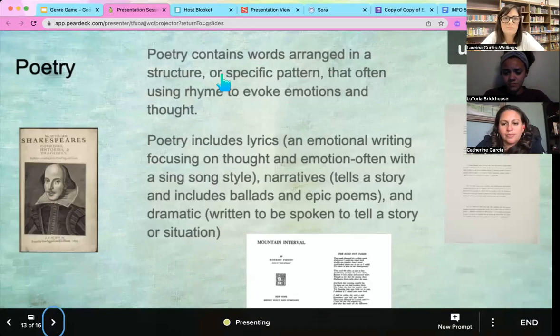Poetry. Poetry is a lot of different things. It could be arranged in rhyming words, but it doesn't have to. But the important thing of poetry is it's trying to evoke emotions or get the audience to think.